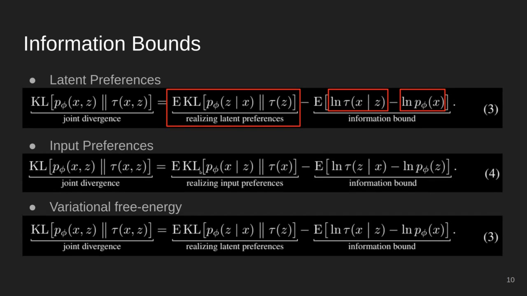The third kind of form that this KL divergence could be decomposed in is called the variational free energy, which is when equation 3 has a constant value for its second term, the information bound. This is true when we have inputs that are not changing with respect to the parameters, or we have a fixed data set. For example, in the case of the MNIST data set, that is the case. In a reinforcement learning environment, that is not the case.